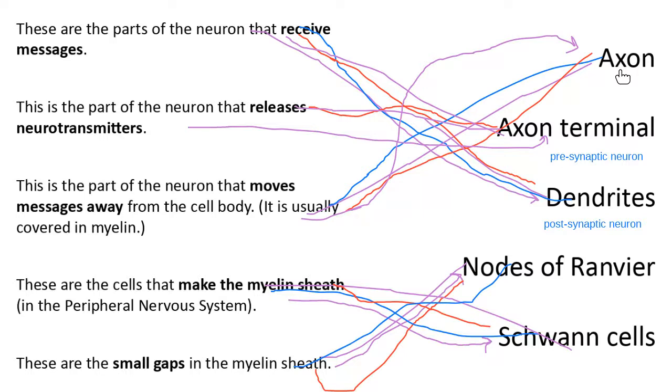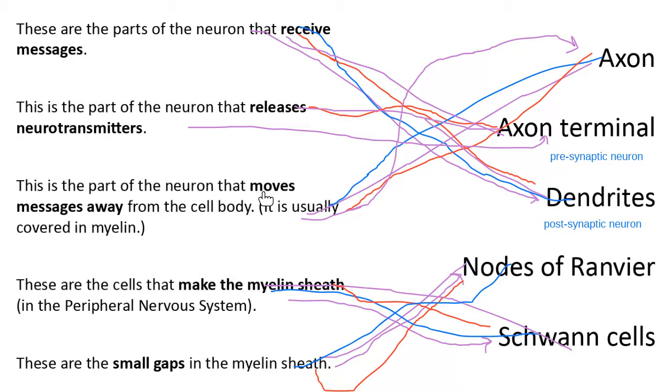Consider a line of really, really long neurons that go all the way from the spinal cord in your lower back down to the bottom of your feet. Neurons can be some of the biggest or longest cells in the body. So they've got these really long axons that move the messages away.